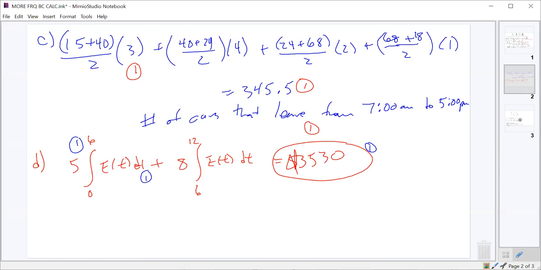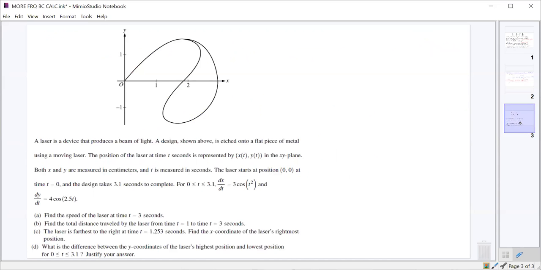Great. All right. And then we got the problem with the laser. So we got a laser. It tells us a laser is a device that produces a beam of light. Very exciting.